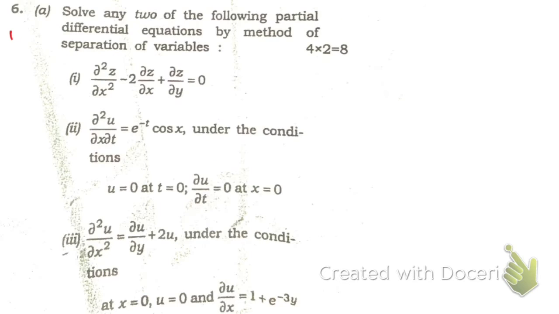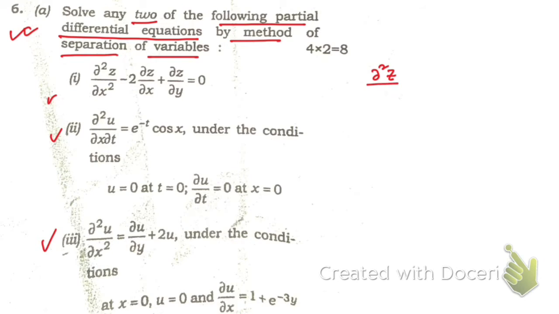So here, question number 6. Solve any two of the following partial differential equations by the method of separation of variables. So we're going to apply the separation of variables method to solve any two questions out of these three, but I'm going to show all three. Okay, so now let's start. What is the first equation? This is the first equation.